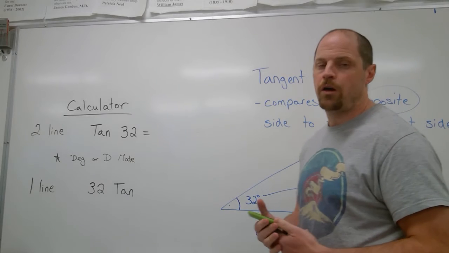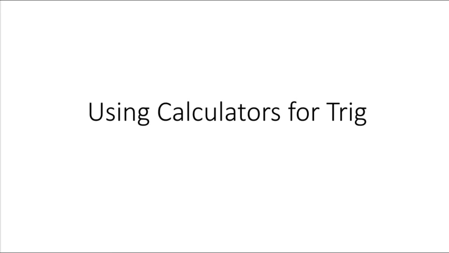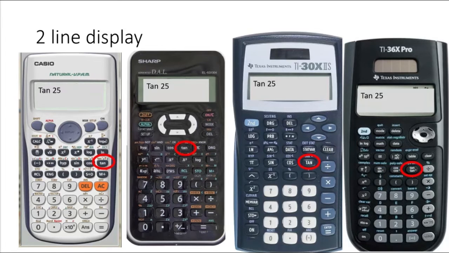Before we move on, I want to make sure you know how to use your calculator to find out these answers. To calculate the tangent ratio in your calculator, first of all, you have to look at what type it is. So these ones are all two-line display. You can actually see what you're typing and get the answer on the second line. So they're all pretty much the same. We always do it in the order that you see it. Type in tan 25. You can see each one is slightly different, but they all have the tangent button on the first, second, or third row. So type it in, get your answer.